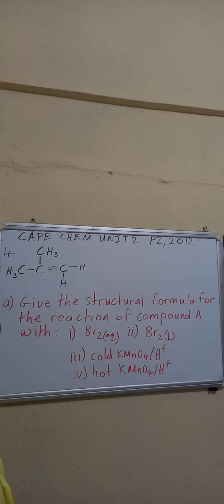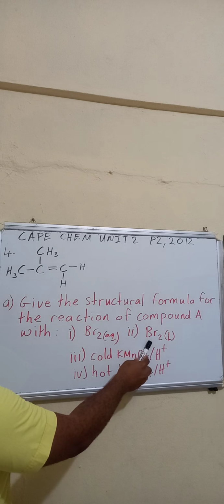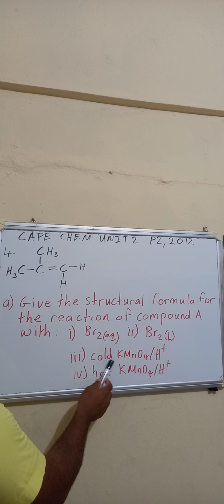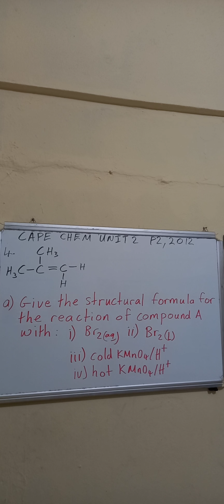In this video, we will be working question 4 of the 2012 past paper, Chemistry, Unit 2. So in this question, for part A, we are given an alkene, right? So the first question is, give the structural formula for the reaction of compound A, the alkene, with aqueous bromine, liquid bromine, cold potassium permanganate, and hot potassium permanganate.